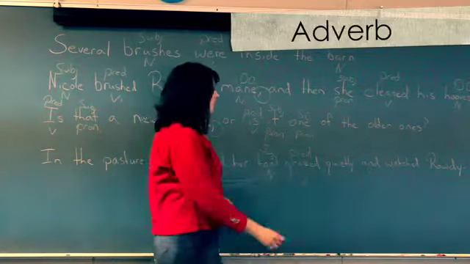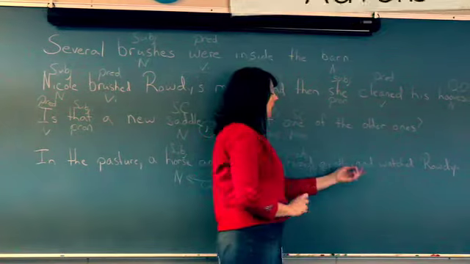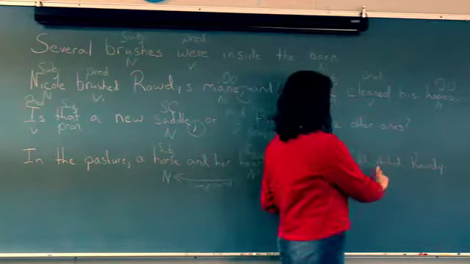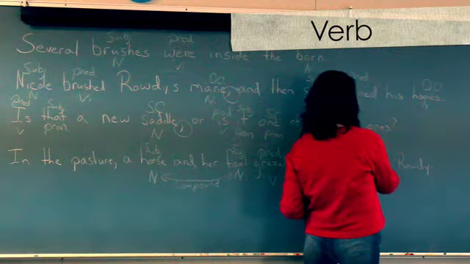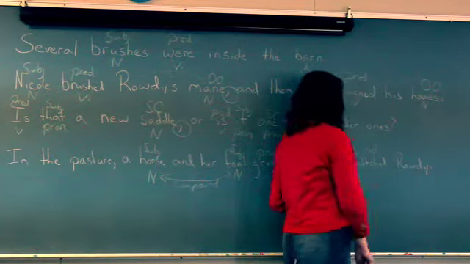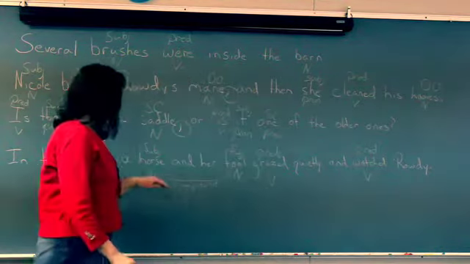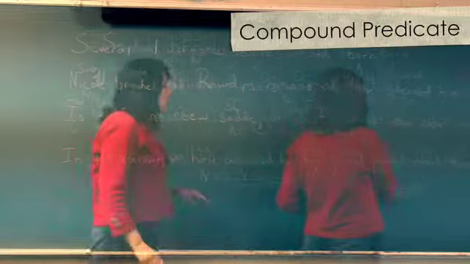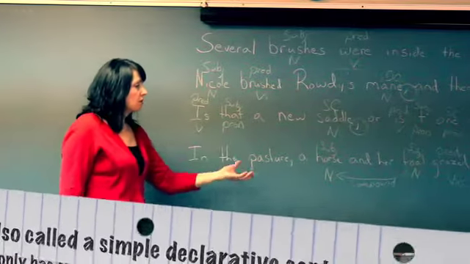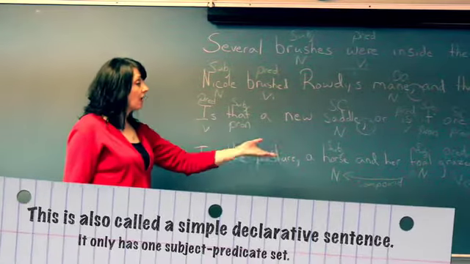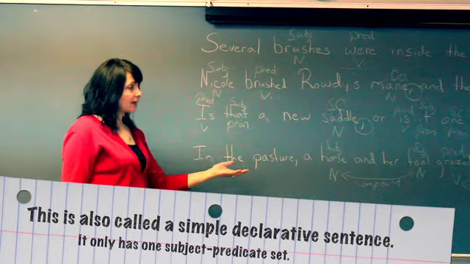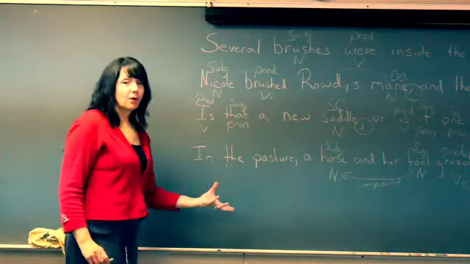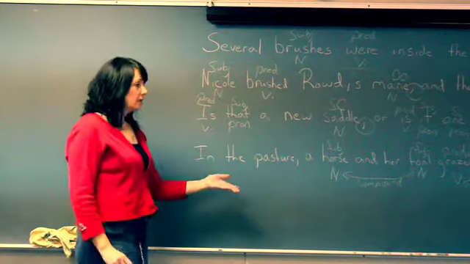Quietly is just an adverb modifying grazed. And is a coordinating conjunction. This time it's connecting another verb. So watched is our verb. It's also our predicate. So we have the same situation here. We have a compound subject, but we also have a compound predicate here. So here, even though we have two subjects and two predicates, we still only have one subject-predicate set. So even though it has two subjects, two predicates, it's still just one independent clause.